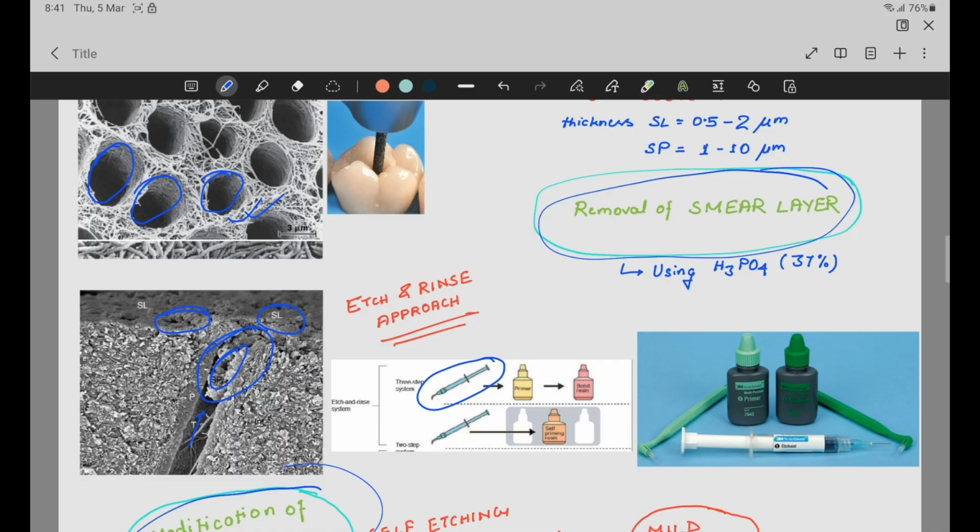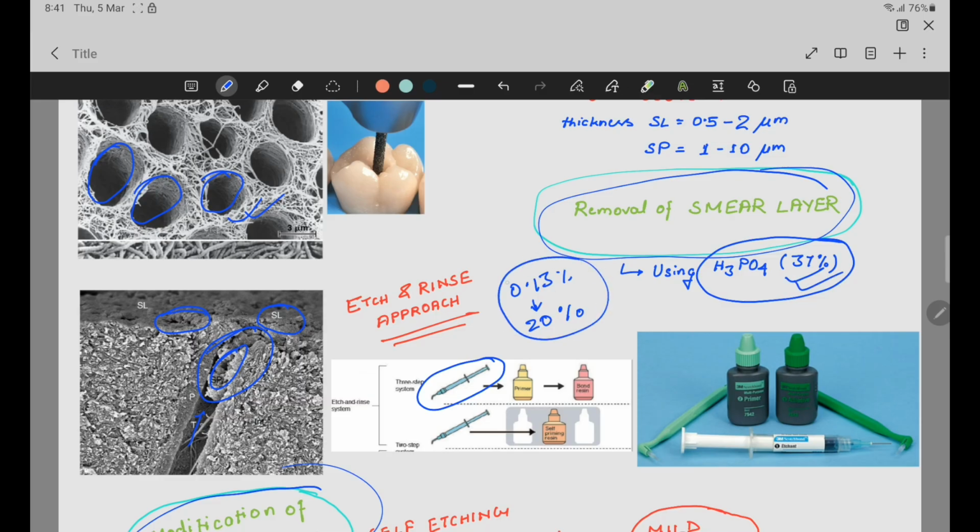Now we know the smear layer can be removed by using phosphoric acid, but it's really important to choose the right strength of the acid. Okay. So generally we use H3PO4 at 37%. But what happens if we use it in a lower concentration, say from 0.13% to 20%? Why is specifically 37% used?